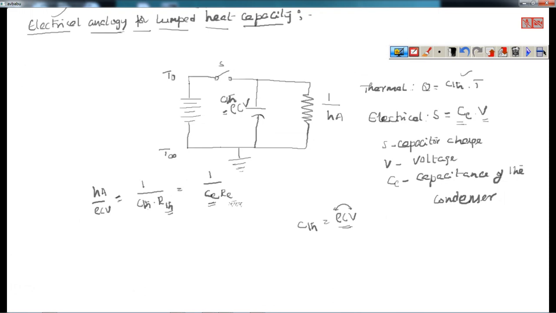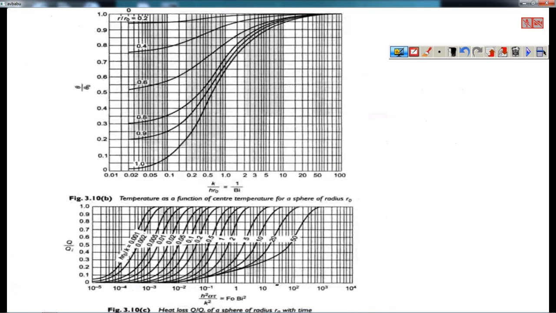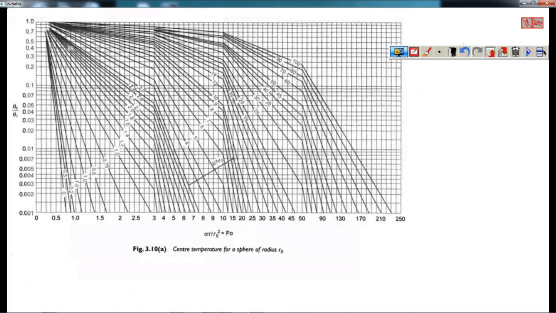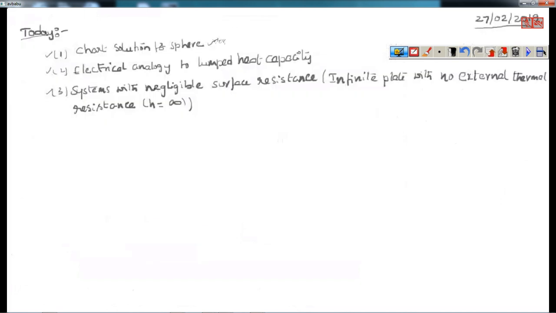with regard to the electrical analogy with respect to lumped heat capacity analysis. Okay, this is the next topic I wanted to cover. Once this is covered, now I'm going for the next topic. So this I have covered, right?